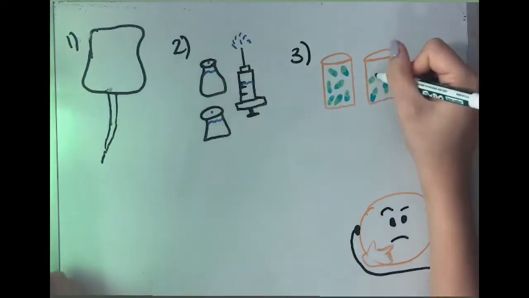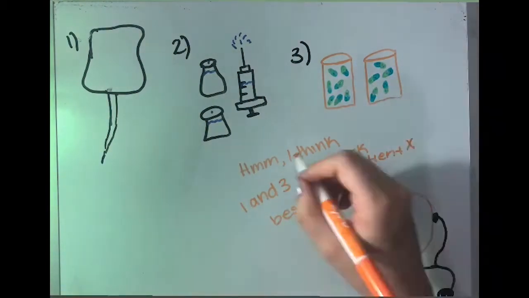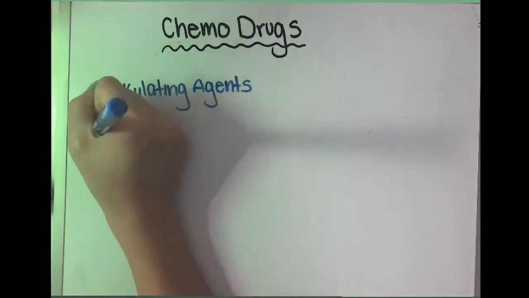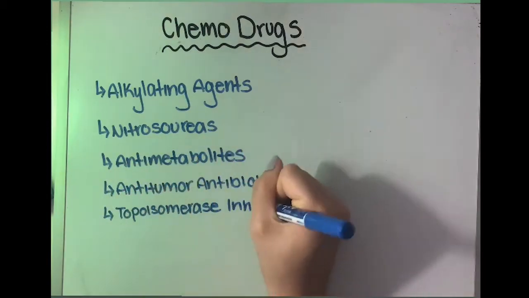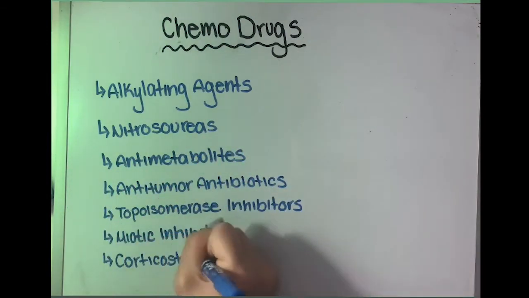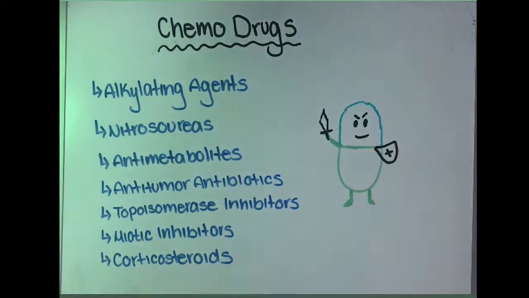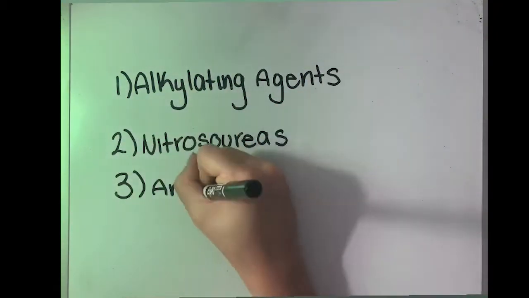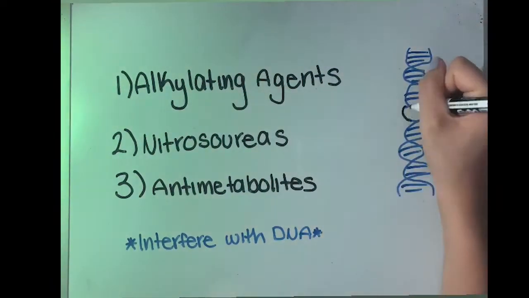Doctors are also able to determine the dose and which drugs to use depending on the timing of the cell phases. These types of drugs are alkylating agents, nitrosamines, antimetabolites, anti-tumor antibiotics, topoisomerase inhibitors, meiotic inhibitors, and corticosteroids. However, this video will focus on three main chemo drugs that interfere with the DNA of the patient, which are alkylating agents, nitrosamines, and antimetabolites.